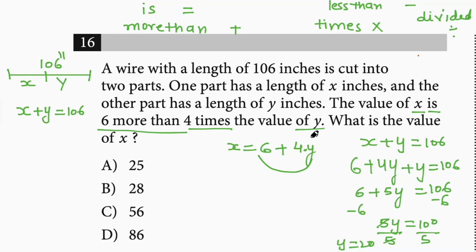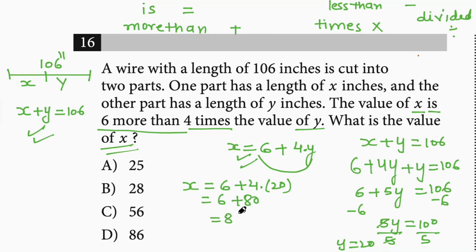Now we don't need y, we need x. So we can use any of the equations, either this one or this one, to calculate the value of x. Let's use this one. X is equal to 6 plus 4 times y, or plug in 20 in place of y, is equal to, multiplication is to be done first. So 6 plus 80 is equal to 86. So D is the right option.